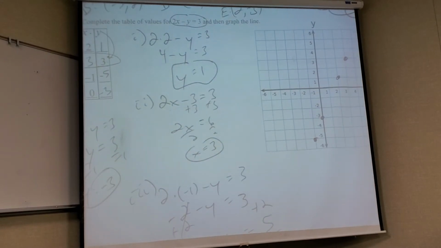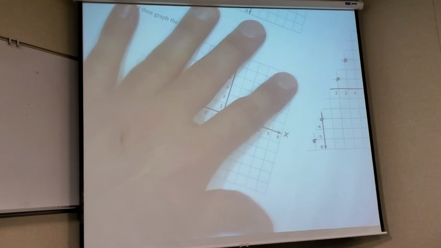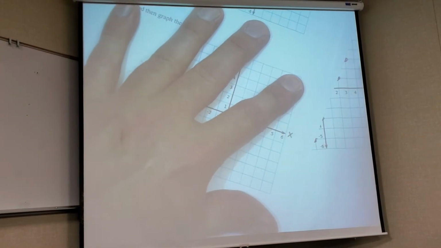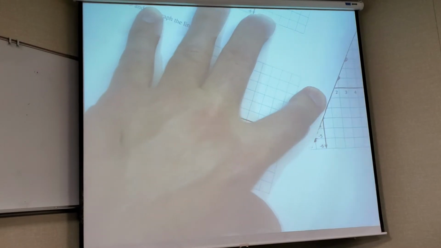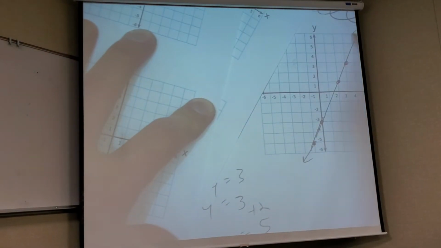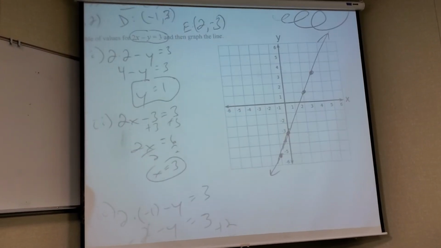I actually had a ruler in one of my classes. I don't trust myself trying to make a straight line. Oh, okay, thank you. Somebody's like, you need help, sir?